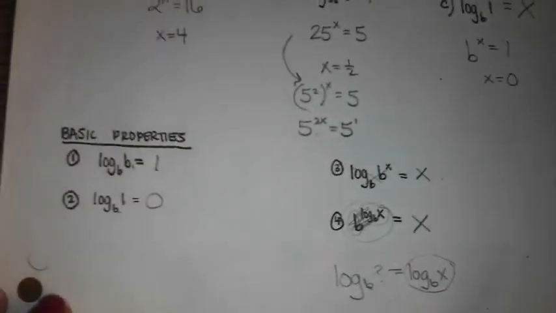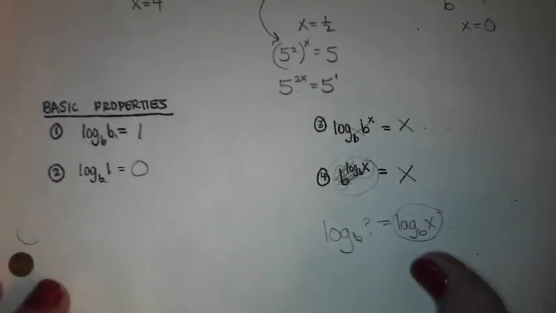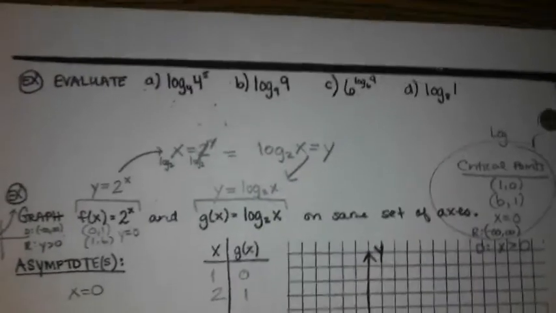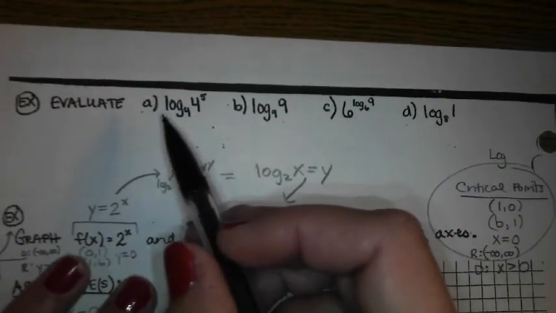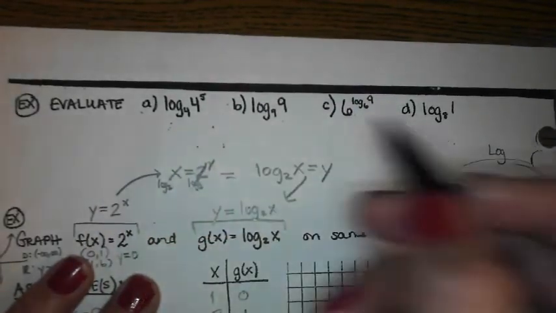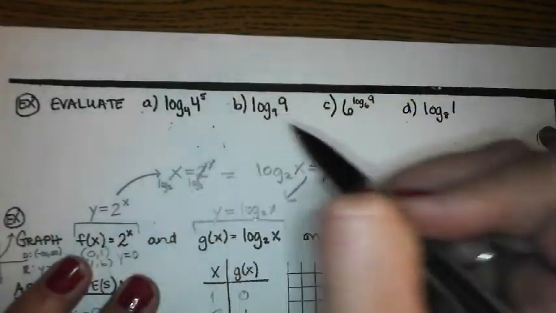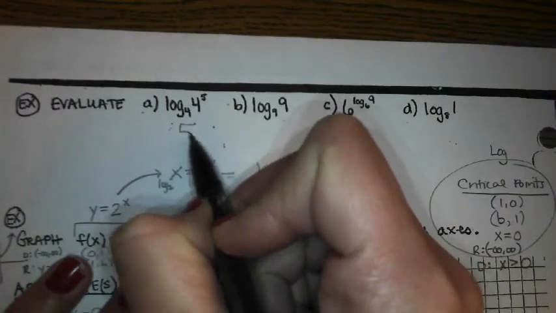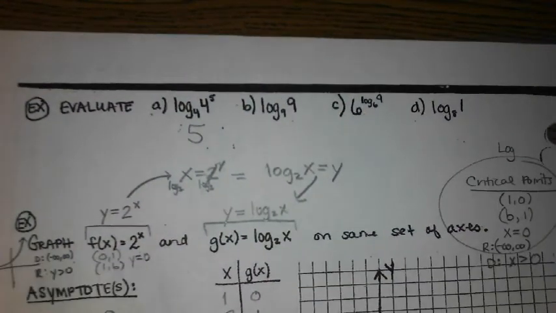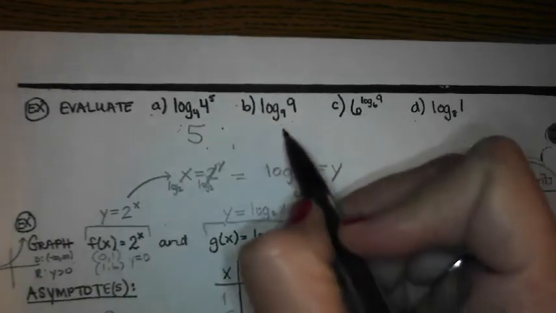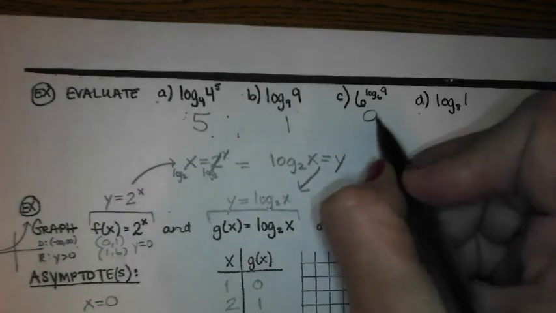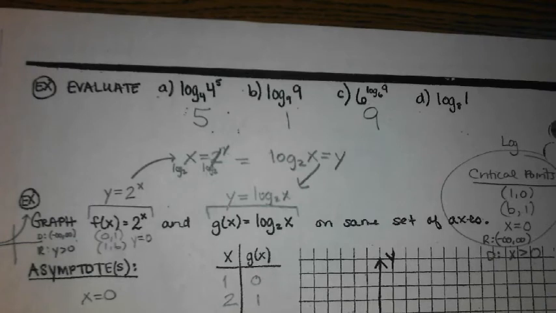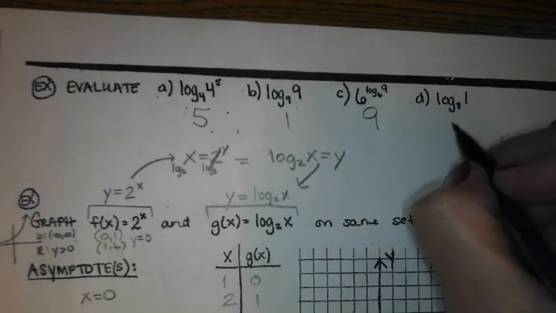Josh? No. So really quickly, what's the answer to A? Kendall? Log base 4 of 4 to the 5th. 5. We're trying to take shortcuts here. Log base 9 of 9. Liam? Good. 6 to the log base 6 of 9. Stephanie? Good. And log base 8 of 1. Jalen? 0.